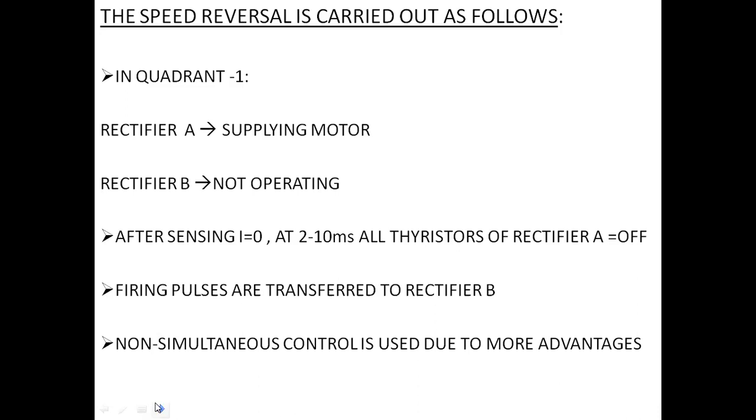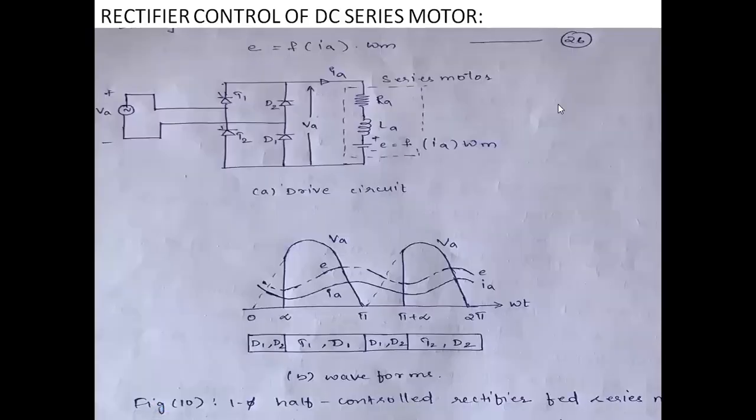Next, coming to our topic, the rectifier control of DC series motor. Now we are dealing with the single phase controlled rectifier fed DC series motor. These are mainly employed in traction. In single phase we can use both half and full controlled rectifiers, but what I am showing in the drive circuit in figure A is the single phase half controlled rectifier fed DC series motor.